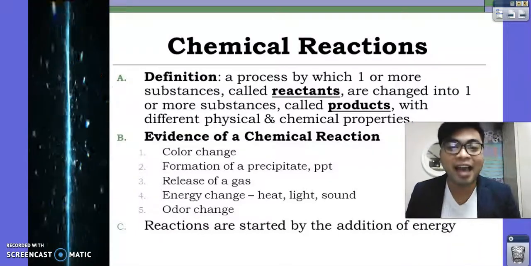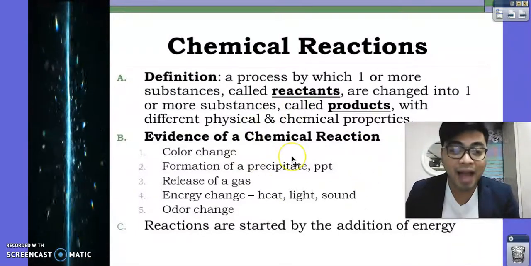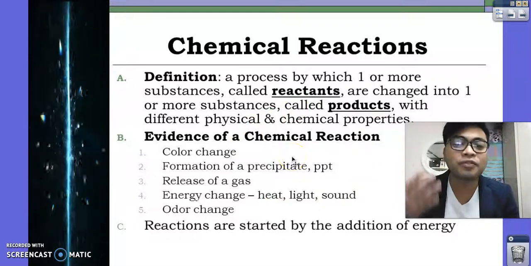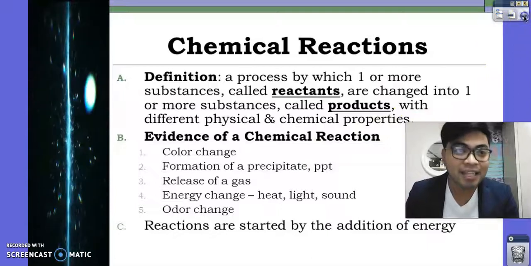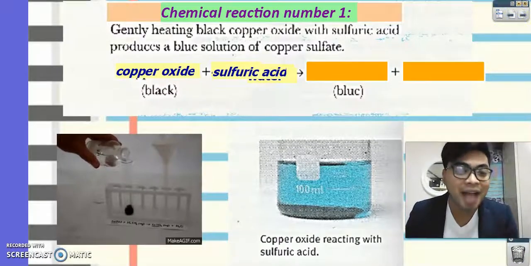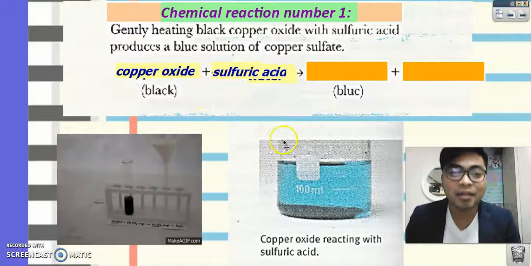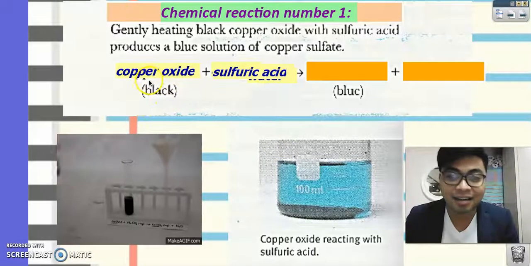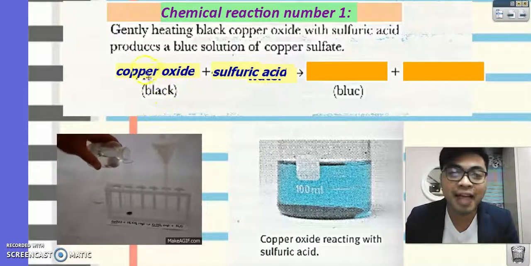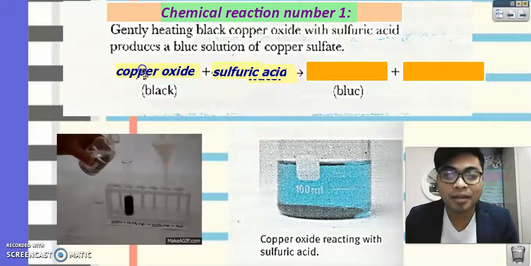So we have here the evidences of a chemical reaction. So we're going to take a look with all of this. We have actually here 5. So let's take a look here with chemical reaction number 1. In chemical reaction number 1, we react here our reactants, the copper oxide plus sulfuric acid.